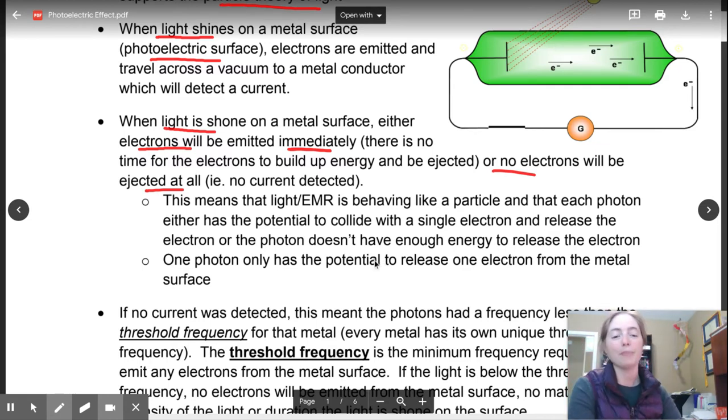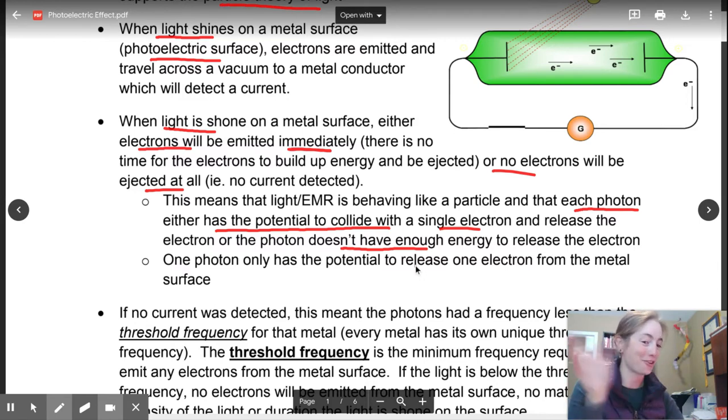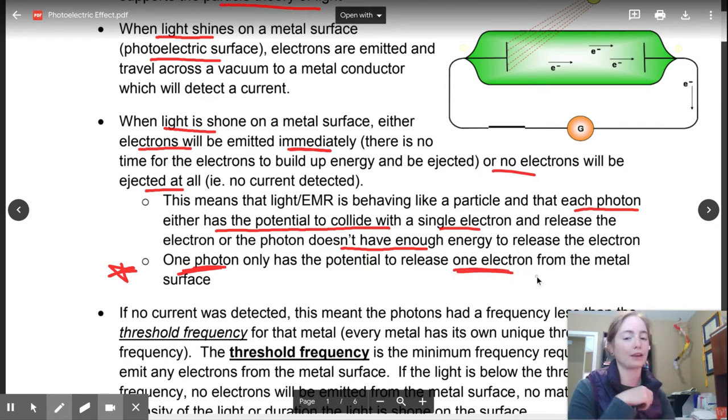Okay, so ladies and gentlemen, every photon is either going to have the potential to knock free one electron from the piece of metal, or it doesn't have enough energy to knock free that one electron. Now, big piece here, one photon only has enough energy or enough potential to release one electron. So one photon, one electron. Sounds good? Awesome.